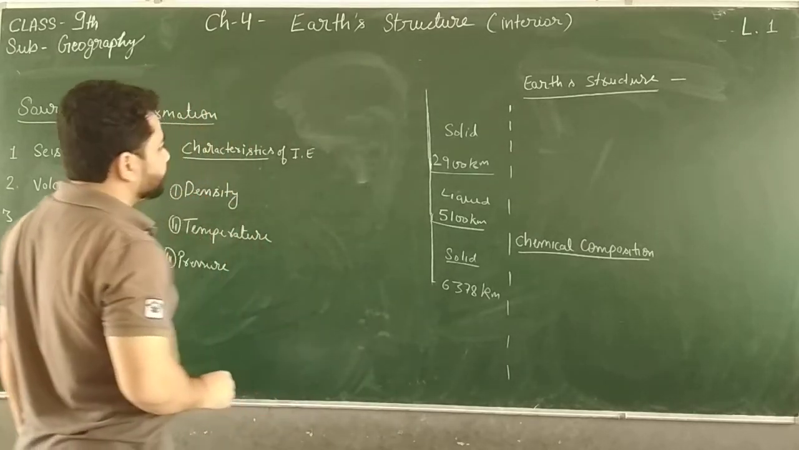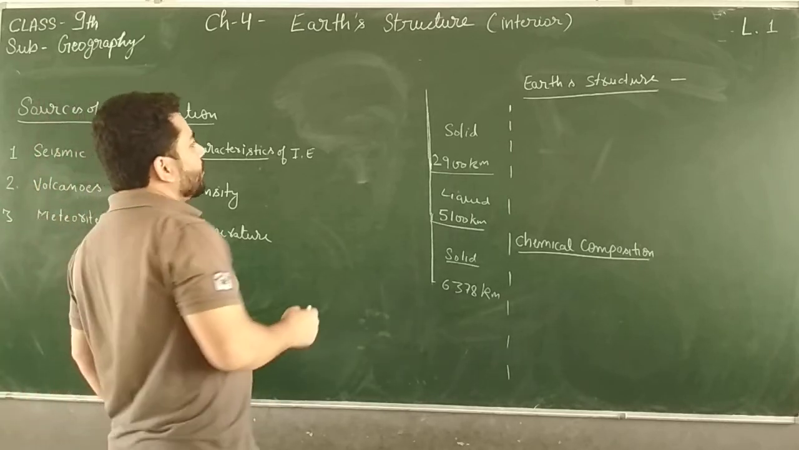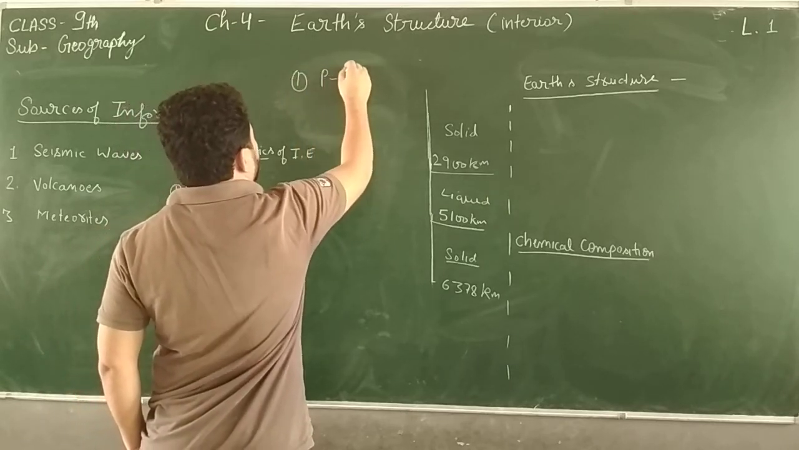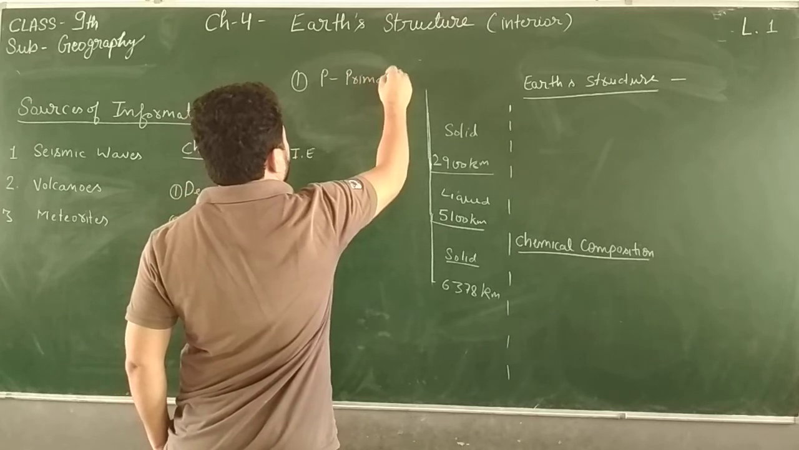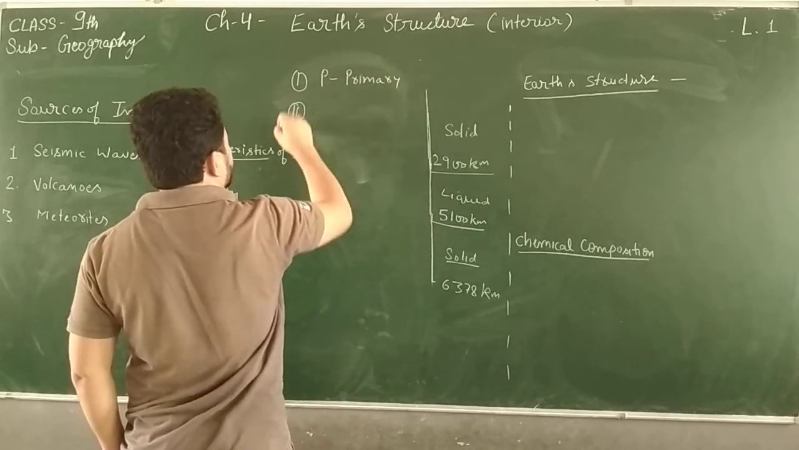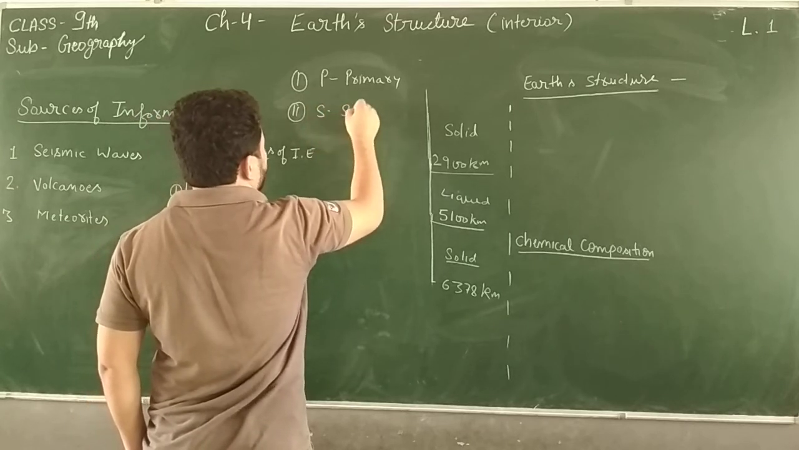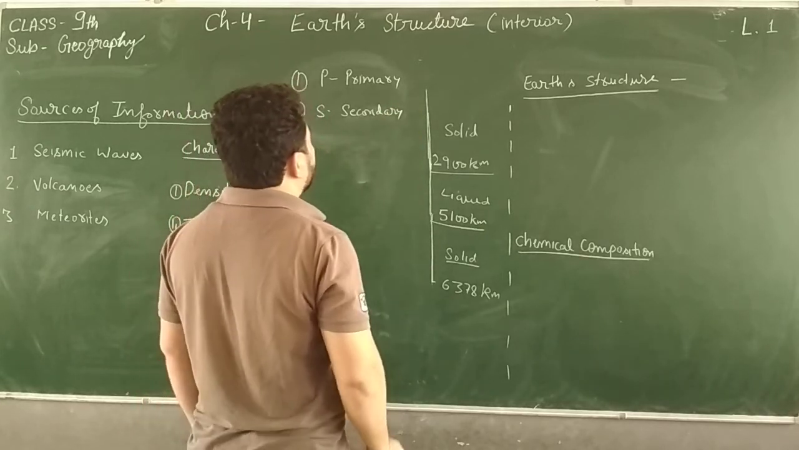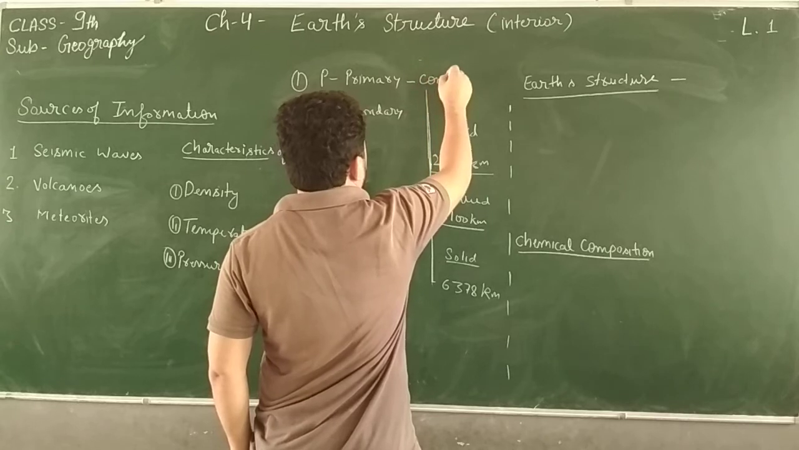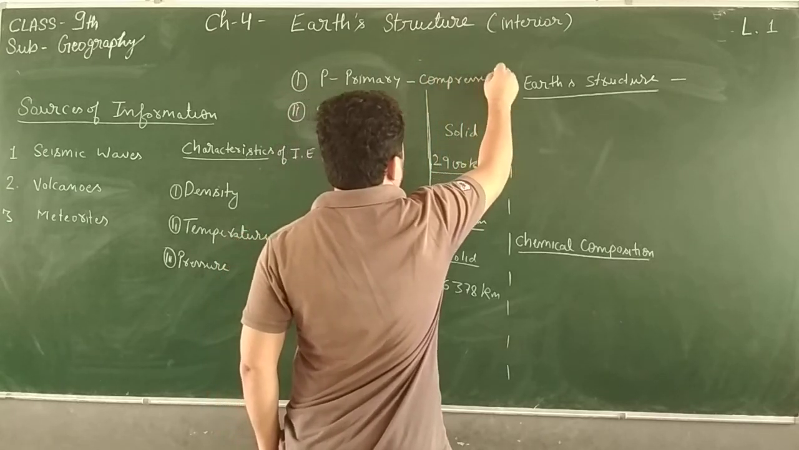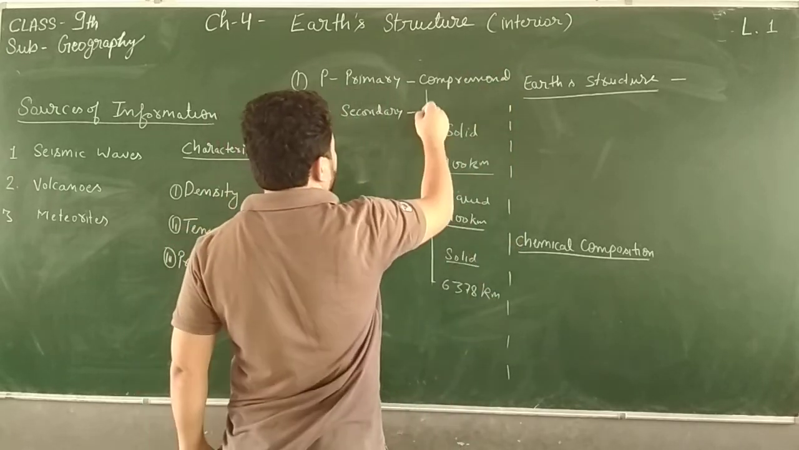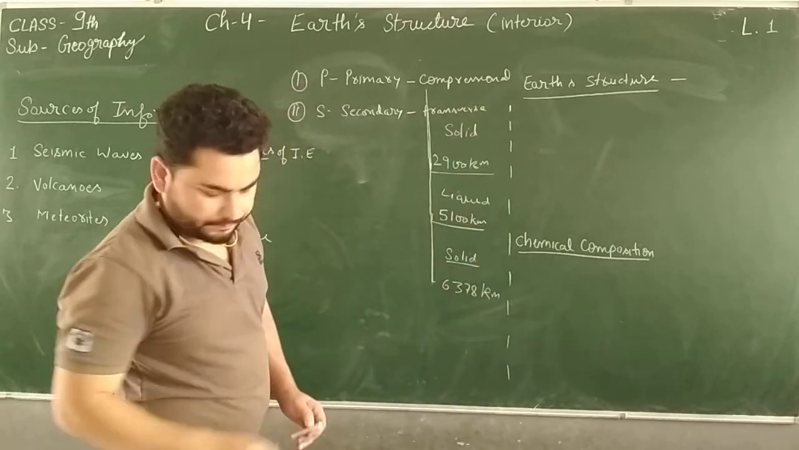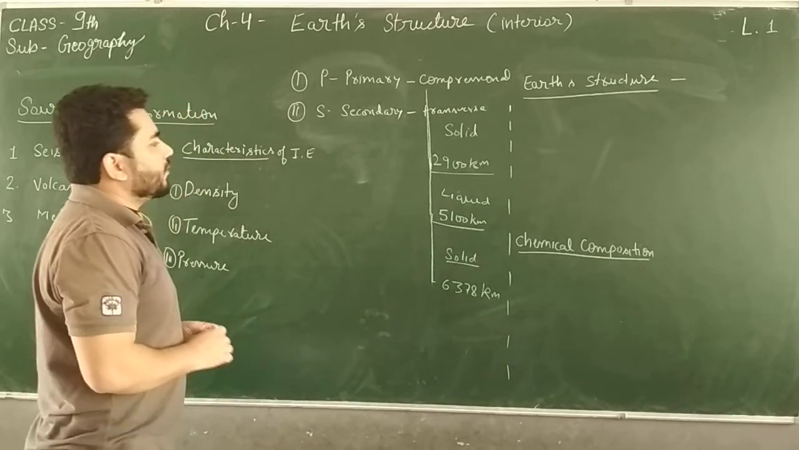We will study about the two types of waves in particular. I will not go into too much detail. The first wave is the P wave, which is called primary wave or compressional waves, and the second is S waves or secondary waves or transverse waves. These are the compressional waves, and these are the transverse waves. Now, what are these waves?